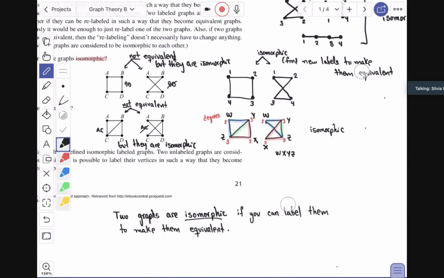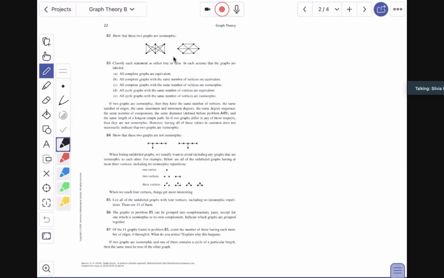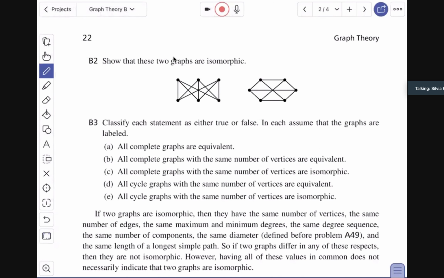Okay, so let me see. Maybe I can find, yeah. So for example, here, show that these two graphs are isomorphic. What I was just talking about is you can just arbitrarily label one of them. I can say A, B, C, X, Y, Z, whichever labels you want. And then you need to figure out where to place the A, B, C, X, Y, Z here.